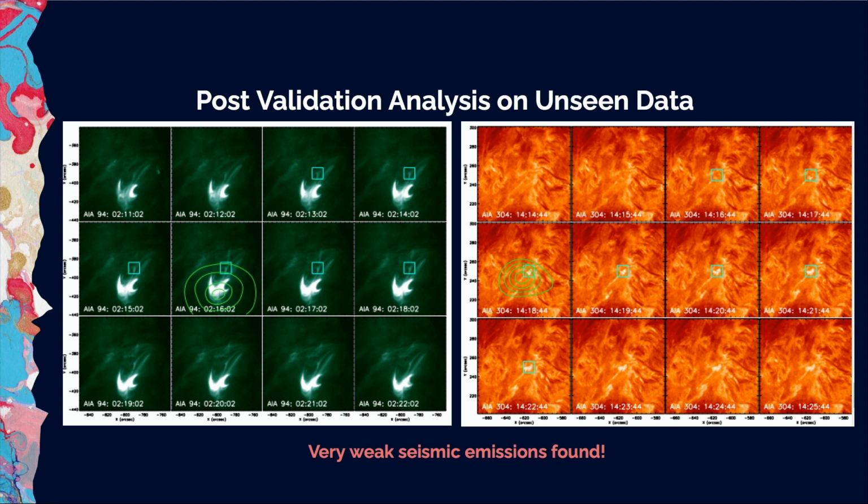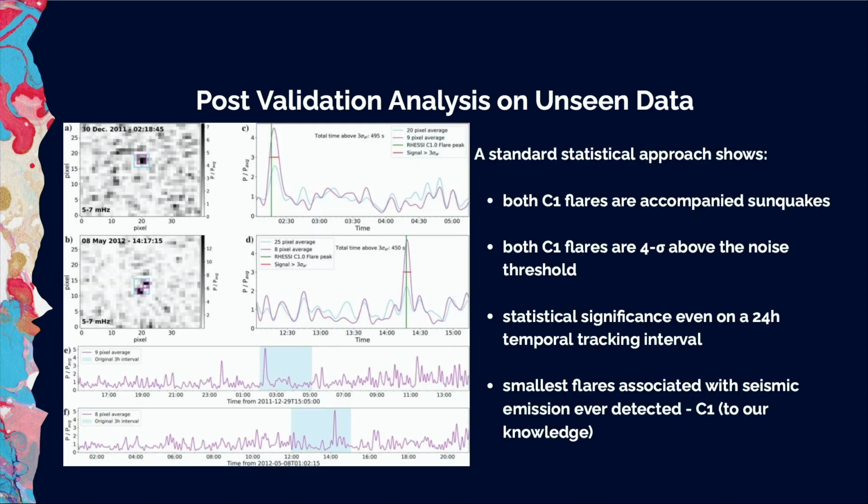We look at the AIA 94 channel, and we find that there is a flare going on here. And this is a very small flare. This is a C1 class flare. For one event, we look at a different channel in AIA, because this is a stronger event, a bit of a stronger event. But for both events, we do find the flares at the exact locations.